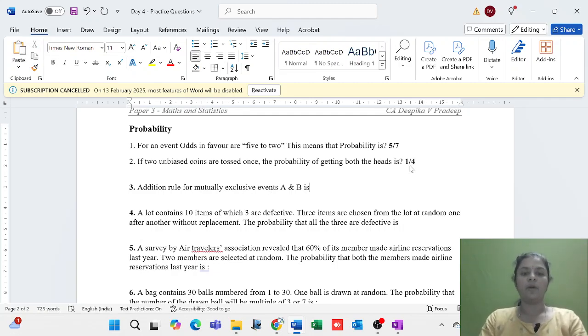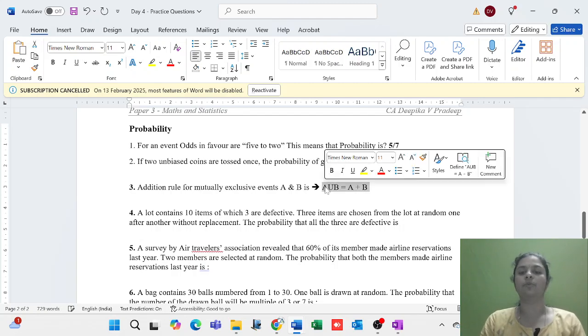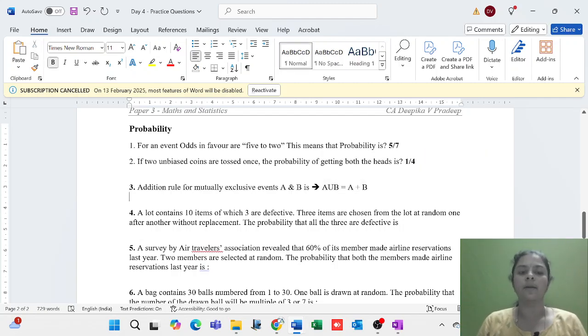Next, what is the addition rule for mutually exclusive events? We all know the rule. Addition rule for mutually exclusive events: P of A union B is equal to P of A plus P of B. Now A intersection B? No. Because in mutually exclusive events A intersection B is 0. So this is the addition rule. P of A union B is equal to P of A plus P of B.